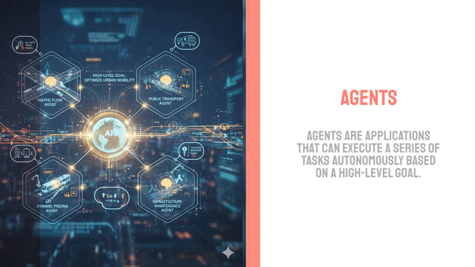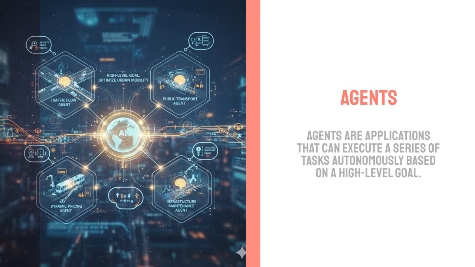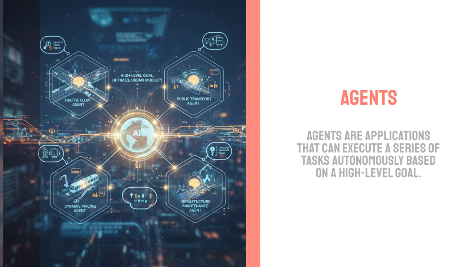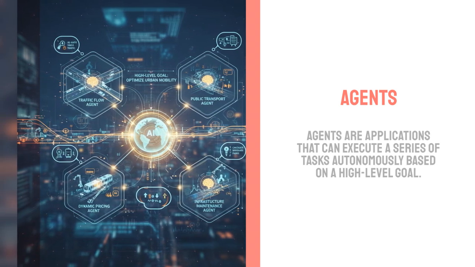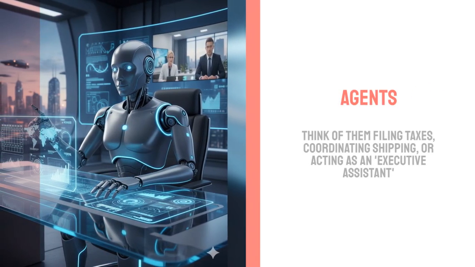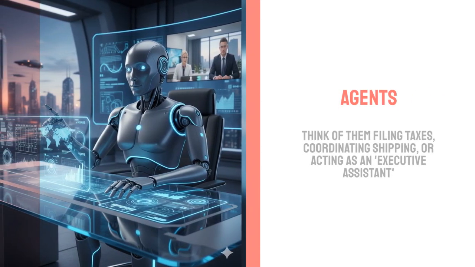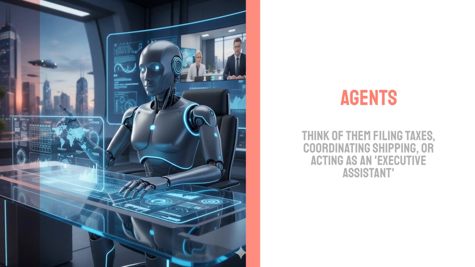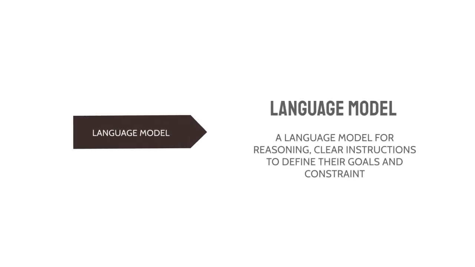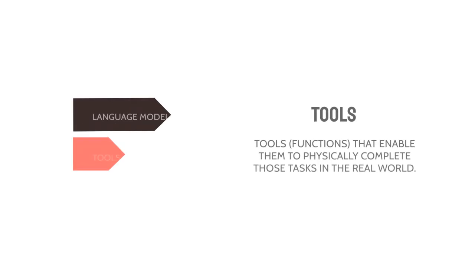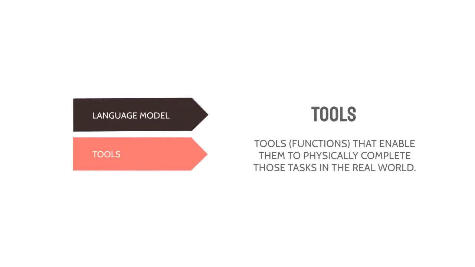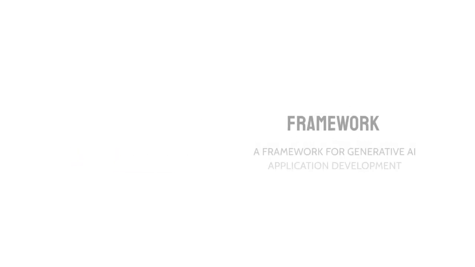Agents are the next level of autonomy. Agents are applications that can execute a series of tasks autonomously based on a high-level goal. Think of them filing taxes, coordinating shipping, or acting as an executive assistant that not only provides the location of a meeting, but automates the booking of a taxi or rideshare service to get you there. Agents are complex, containing three main components: a language model for reasoning, clear instructions to define their goals and constraints, and a set of tools, functions, that enable them to physically complete those tasks in the real world.